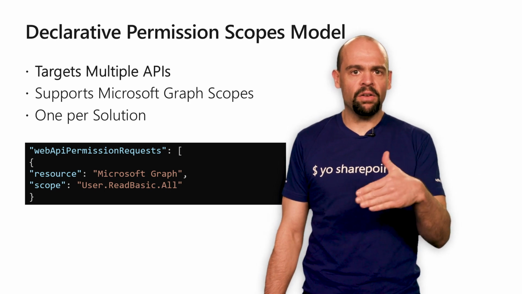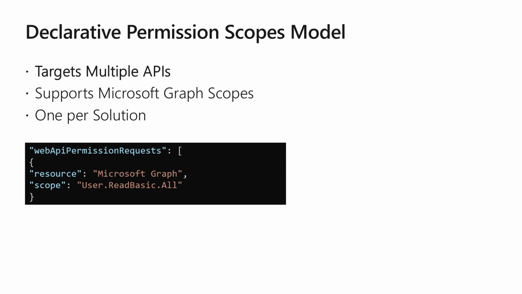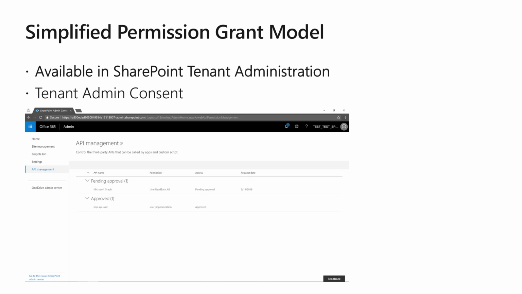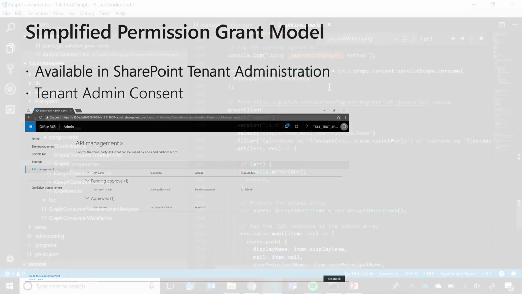The system will take care of interacting with the administrator to grant the permission by itself. Once the solution has been packaged and deployed, the tenant administrator can use the SharePoint user interface to review and consent to the required permissions. No unfamiliar user interfaces are needed, nor access to PowerShell. Everything can be performed directly from SharePoint tenant administration. And now, let's see that in action.